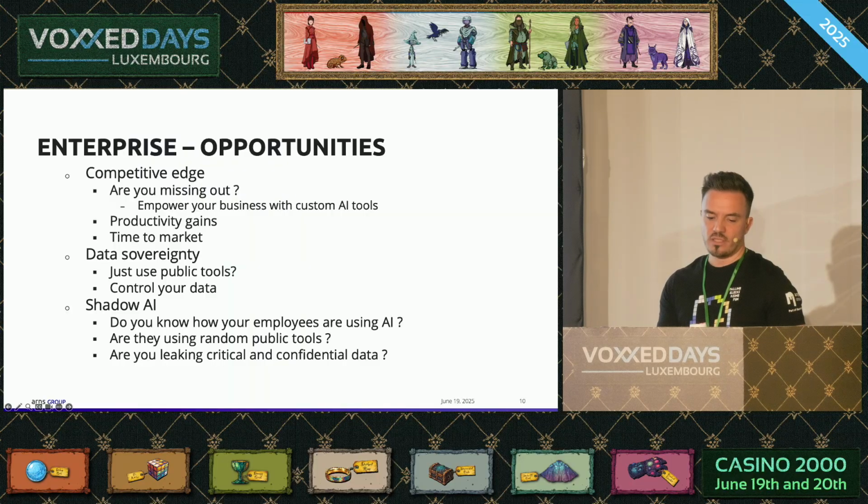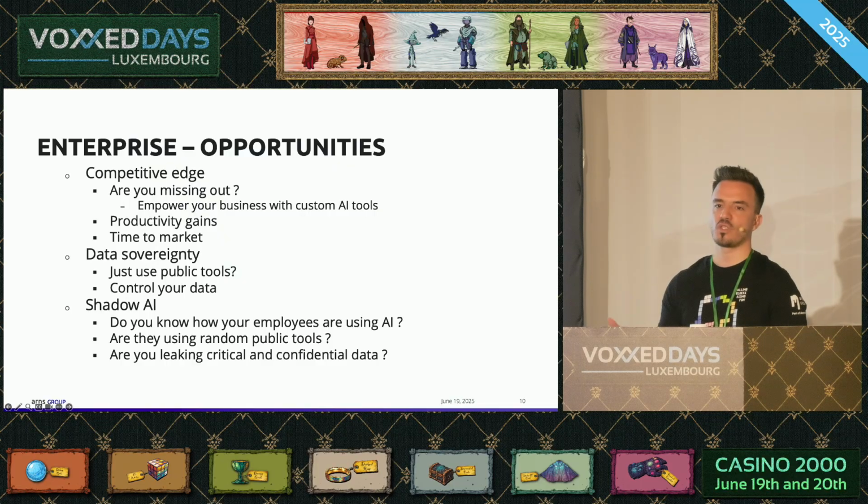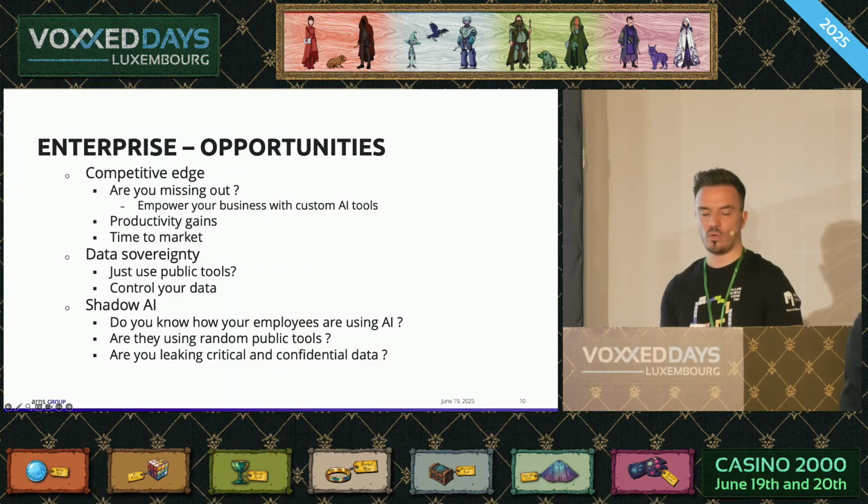Another thing is you can empower your business and have massive productivity gains by using AI. Typically a company that is using AI can really get a competitive edge and accelerate its time to market. By putting in place your own tools, you can also ensure data sovereignty, meaning that instead of using public tools, you may produce your own tools. And thus, you can control where your data is going, because today you don't always know.